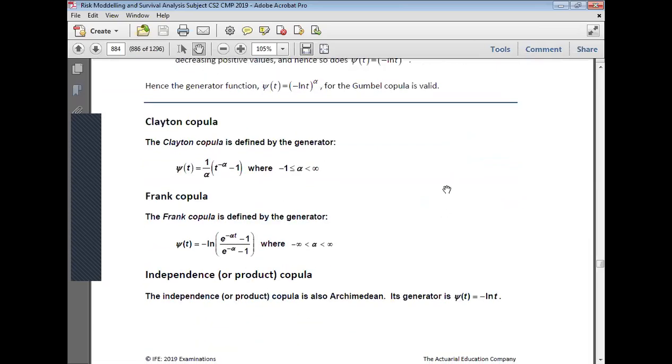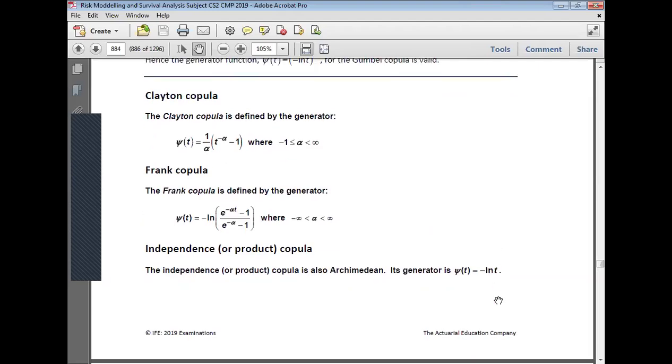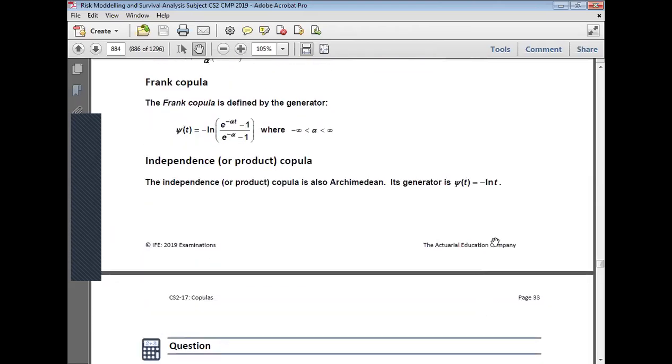And these are the generator functions for the Clayton copula and for the Frank copula. And again, please mind the values of alpha that these are valid on. So this is taking values from -1 to infinity, and this one goes from -infinity to infinity. So I would say that's it. And again, whenever we're looking at the independence copula, its generator function is going to be minus log of t. So these are just a couple of generator functions for different kinds of copula.